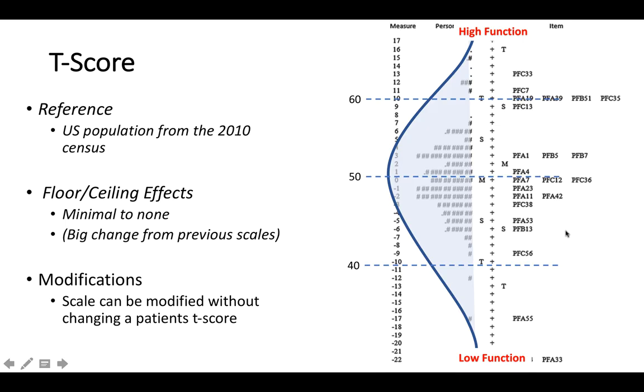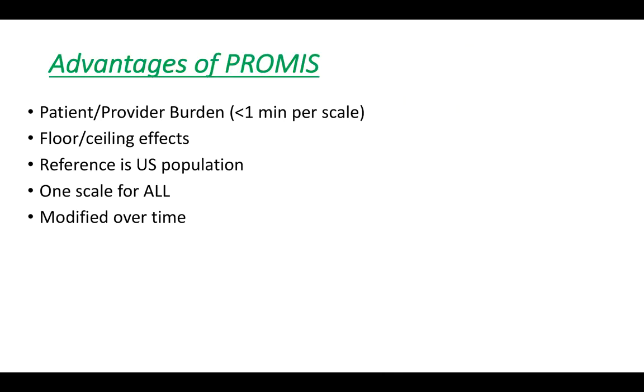And then we can add items to the scale, so that means that we can modify the scale, but by maintaining this kind of standardized scale, we don't have to switch to a new questionnaire. So the reference is the U.S. population. There's very few floor and ceiling effects, and the scale can be modified over time.